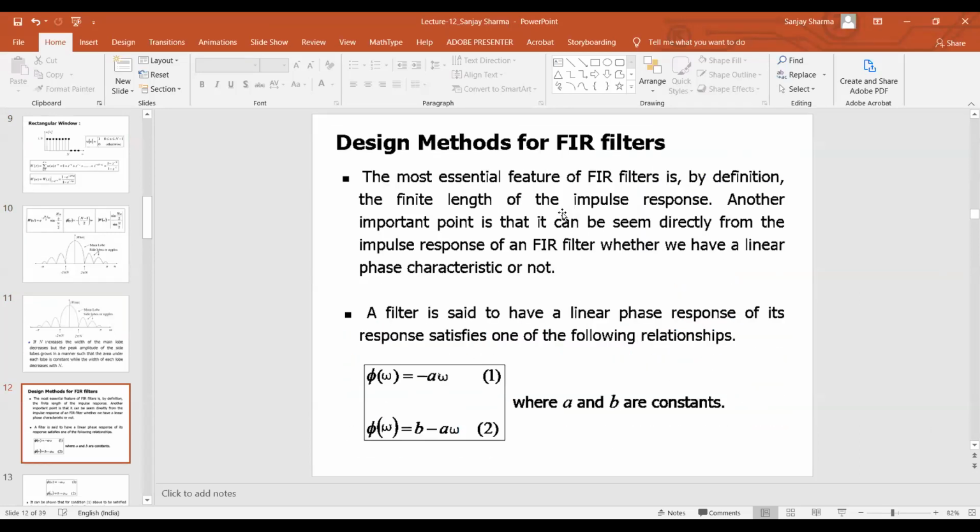Now, what are the design methods? First we will look at the design methods using the window method. We know that FIR filter, I'm particularly talking about FIR filters now, not IIR filters, only FIR filters. So FIR filters have linear response. We have looked at these equations already. The phase is like this, and they are stable also. We know that.